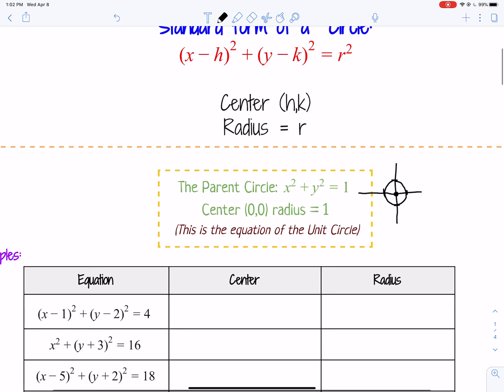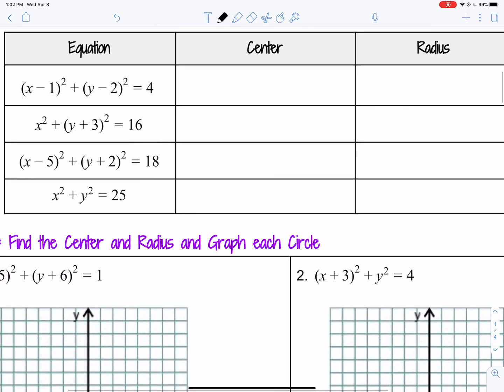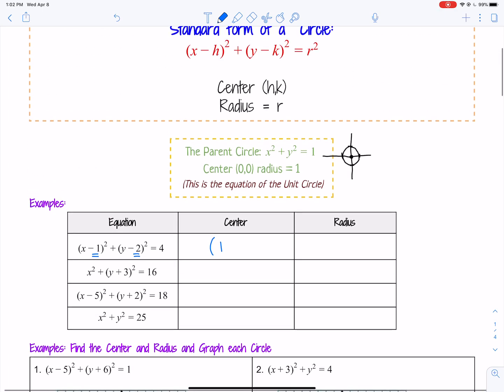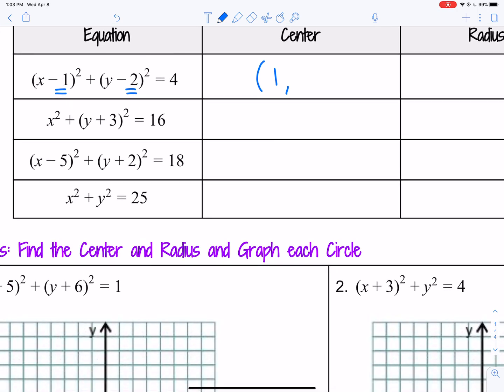So let's take a look at some examples of just taking the equation of a circle and picking out the center and the radius. In this first example, we have (x - 1)^2 + (y - 2)^2 = 4. We would say the center point is (h, k), but h is x minus 1, so h is actually 1. Because remember, our form of a circle is x minus h. So if this is minus 1, then h is just equal to 1. And then the k works the same way. If it's y minus k and we have y minus 2, then k is just equal to 2.